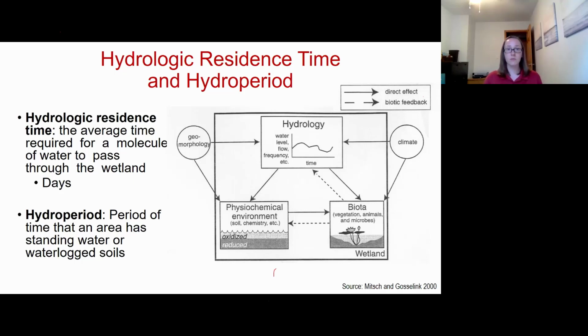Now, water source, hydrologic residence time, and hydroperiod all play into the wetland's hydrology. And the hydrology can have direct effects on the biota as well as the physicochemical environment, with the biota being the vegetation, the animals, and microorganisms, and the physicochemical environment being the soils in the wetland, as well as the chemistry occurring in the soils of the wetland.